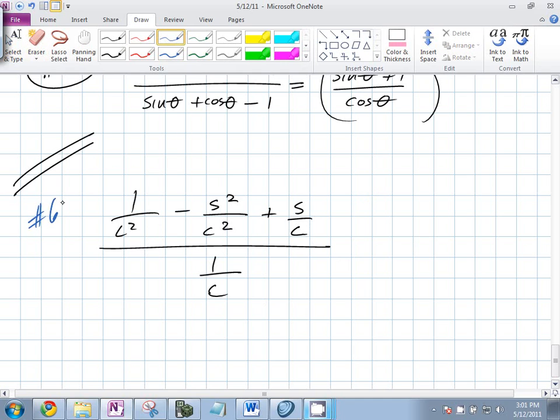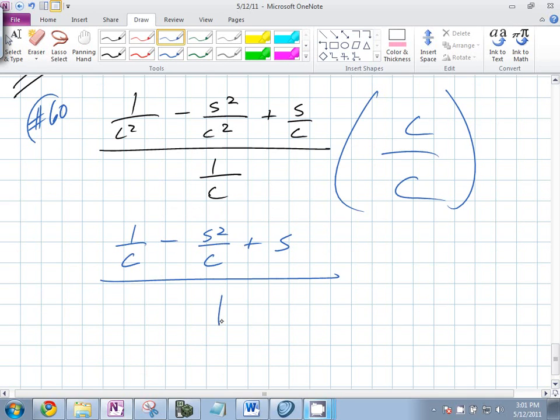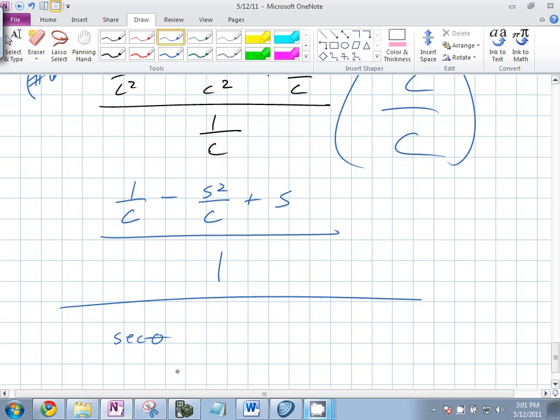Let's just do cosine over cosine and see what happens. If we multiply by cosine over cosine, we end up with 1 over cosine minus sine squared over cosine plus what? Sine all over 1. So what did we actually end up with now? That's secant theta minus sine squared theta over cosine theta plus sine theta, and we're trying to turn it into two terms, right?